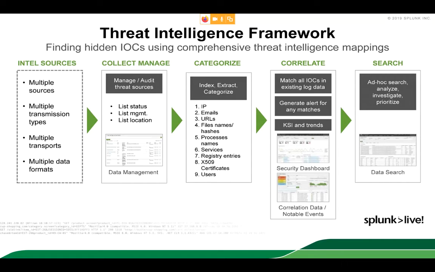So first it takes the data sources, which we are ingesting data into. Then it goes through collection and data management. Then it categorizes all the IP addresses, emails, URLs, all the process names, services, etc. Then it correlates the data, with the correlation engine within enterprise security, and it can give you security dashboards as well, and also work with searches. So you can also search around it.